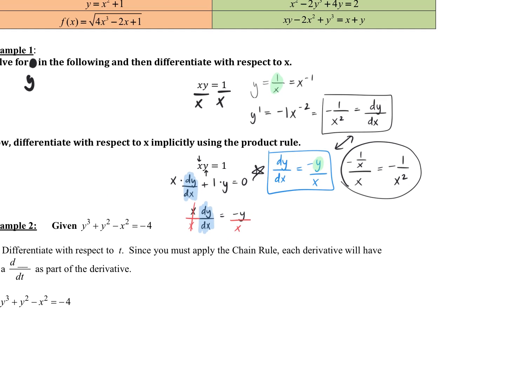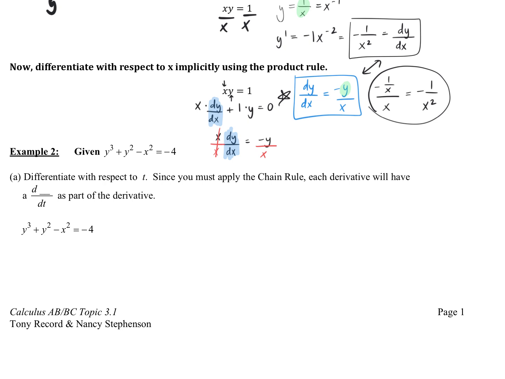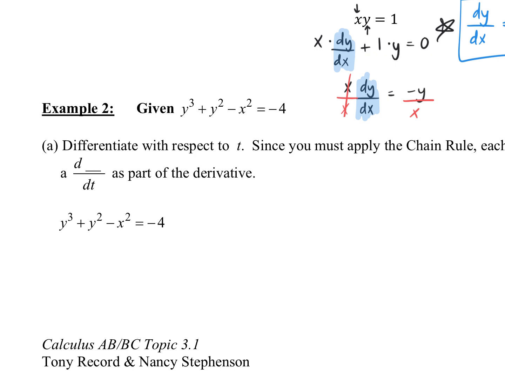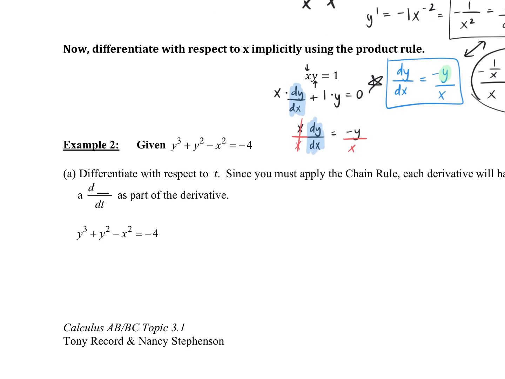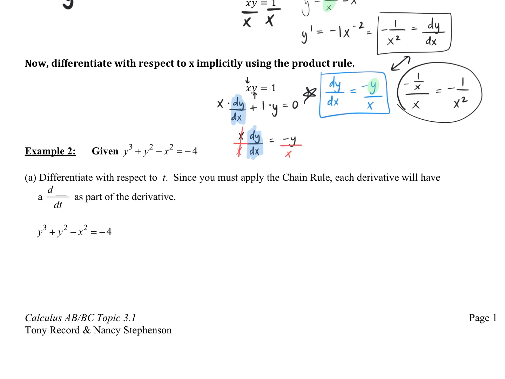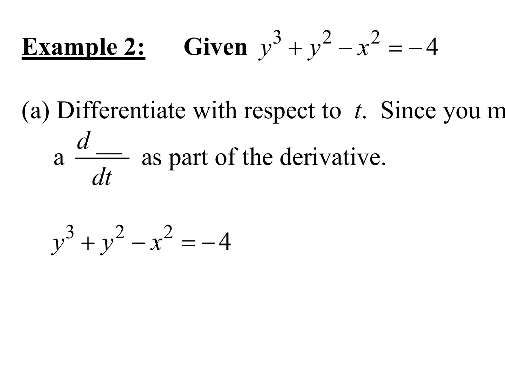All right, let's move on down here. So these next three examples are all going to be the exact same problems, but just to get us practice in what we are differentiating with respect to, we're going to change up the variable, okay? So for this one, it says differentiate with respect to t. Since we must apply the chain rule, each derivative is going to have a dx or dy as part of the derivative, okay? Because I've got x's and y's here in my function, okay?